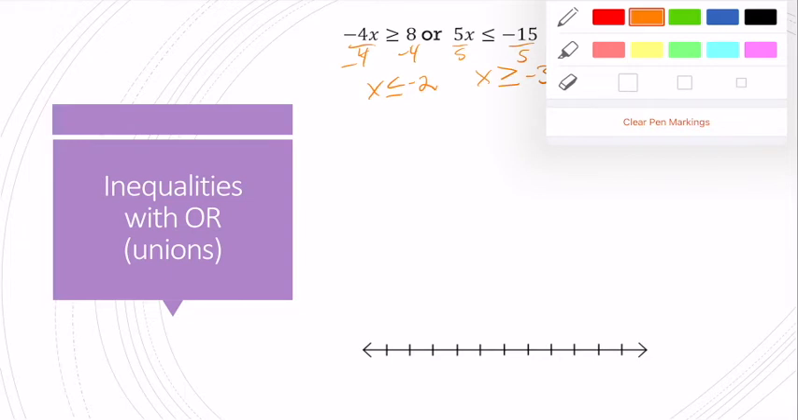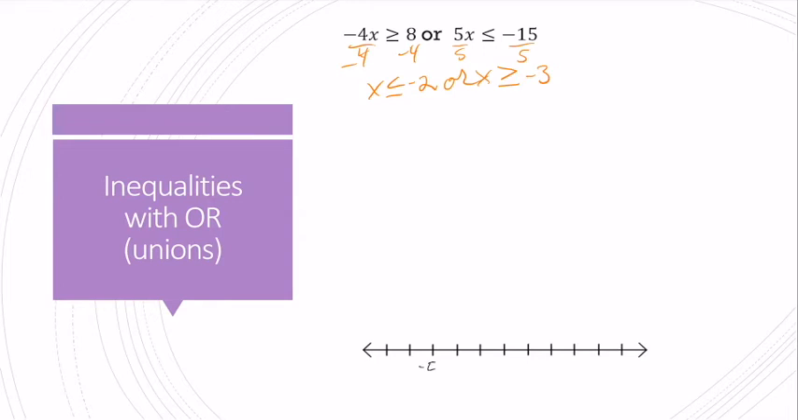So let's go ahead and plot this. Remember, this is union. I'm going to label my number line: negative 4, negative 3, negative 2. If I plot in blue x is less than or equal to negative 2, I'm going to go to negative 2 and know that that's an endpoint. Now I have x is less than or equal to negative 2, so I'm going to shade to the left. Next, in green, I'm going to plot x is greater than or equal to negative 3. Negative 3 is an endpoint, and x is greater than negative 3, so I'm going to shade to the right.